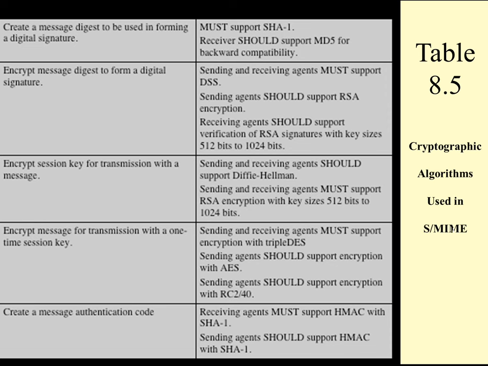It must support DSS. We should also have RSA. And you see that it says that we should support verification of RSA signatures with key sizes from 512 to 1024. As time goes on, these numbers have to change. As computers start getting faster, we're going to have to bump up these numbers.